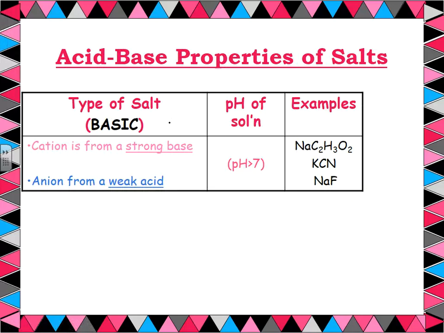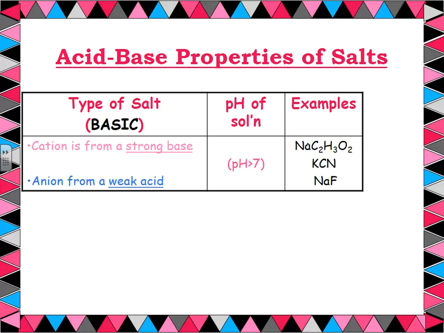Basic salts. The pH of a basic salt solution is going to be greater than 7, thus they're basic. So how do you recognize a basic salt? Well, remember the cation of your salt always came from the base. The anion always comes from an acid. Well, if it's a basic salt, the base was a strong base, but the acid involved was a weak acid. So the strong base sort of trumps the weak acid, and it controls the pH, so it's going to have a basic pH. Here are some examples of some basic salts.